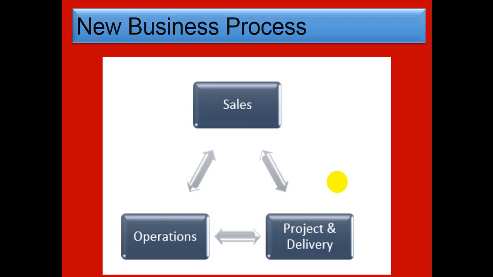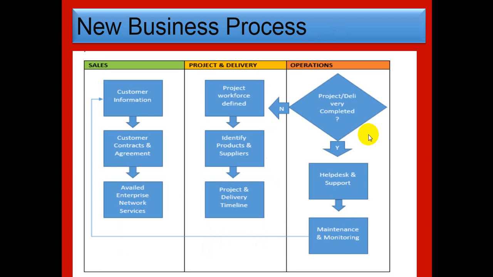New business process. Customer record and services will go through 3 phases of the process, mainly sales, project and delivery, and operations. Under sales, you will see the customer information, customer contracts and agreement, availed enterprise network services. Under project and delivery, you'll have project workforce defined, identify products and suppliers, project and delivery timeline. And in operations, you will see the project or delivery completed. If it's yes, it goes to the help desk and support, and then to the maintenance and monitoring.